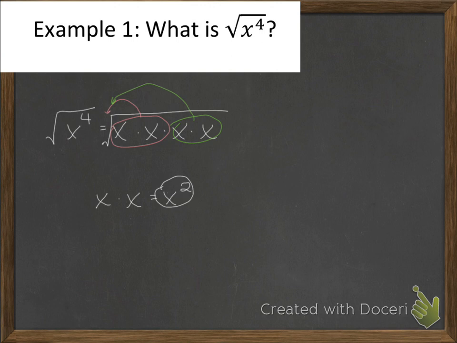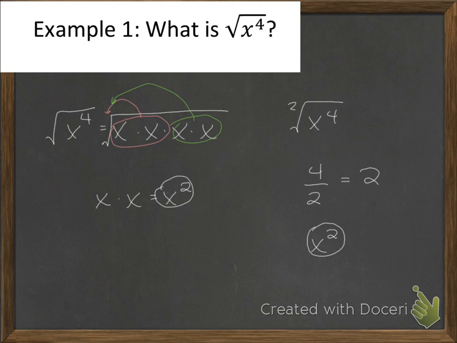Okay, another way to think about this is if you think about the square root, we can put a 2 here. We never do. But the 2 means that we're taking the square root. So what I can do is divide this number right here, this 4, by the number out here, 2. So 4 divided by 2 is 2. So that is going to tell me that my final answer is x squared.